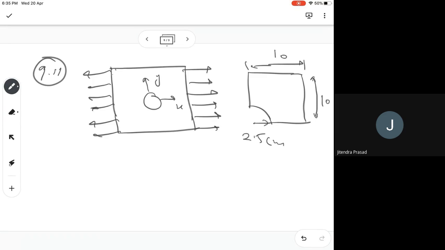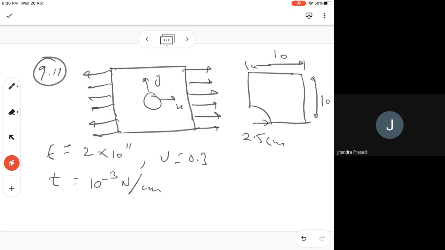Other things are given. E is given as 2 times 10 to the power 11. Nu is also given as 0.3. Uniform T is given as 10 to the power minus 3 Newton per centimeter. So these things are given. Calculate the maximum stress component sigma xx. So you have to find out the maximum sigma xx in the plate.